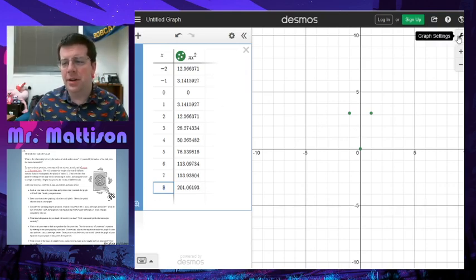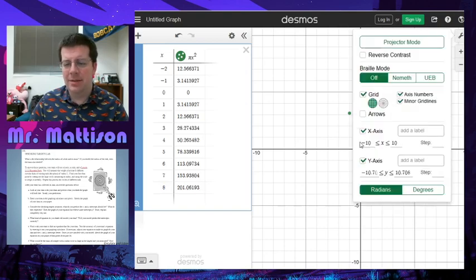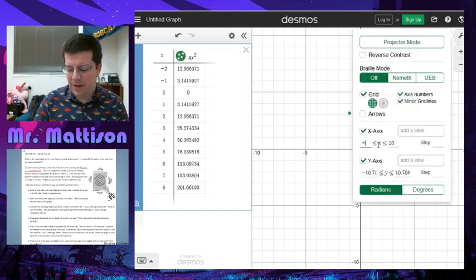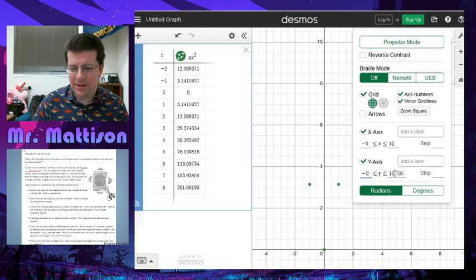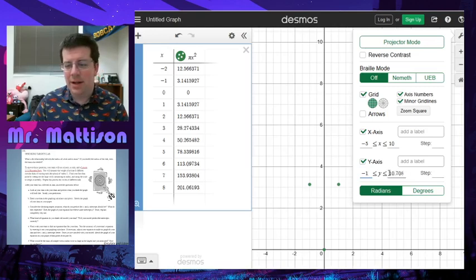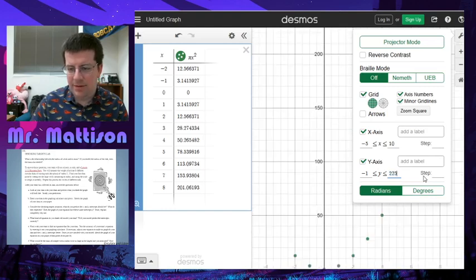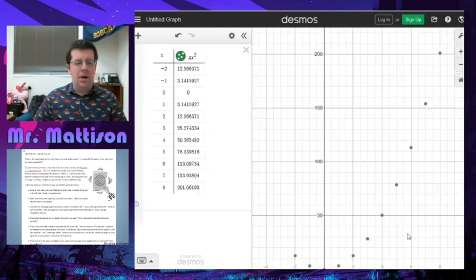So I'm going to go over here to graph settings. I'm going to make my x-axis go from -5 to 10. That's good. And then my y's, I'm going to go from -1, because I really don't go negative here ever. I'm going to go all the way up to, let's do 225. I should see all those points there now.